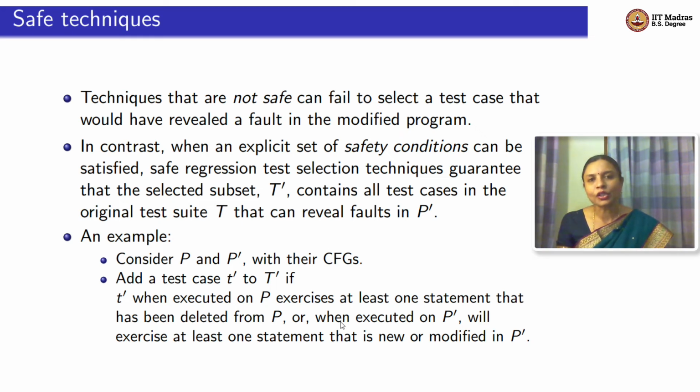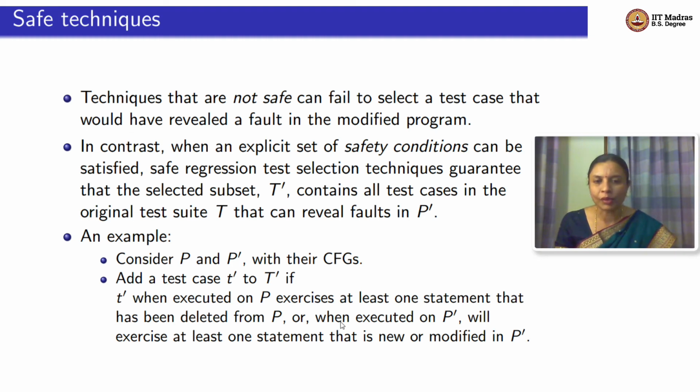So obviously it's not easy to come up with techniques that are always safe in terms of their guarantees to detect a fault. But whenever we have safety conditions that are specified as a part of the requirement, we can strive to get such cases. So when we are given an explicit set of safety requirements or conditions that have to be satisfied, regression test selection bases itself on those safety requirements and ensures that the newly selected set of test cases T prime contains all the test cases in the original suite that have the potential to reveal faults that can compromise the safety requirement in P prime. For example, you could do something like this.